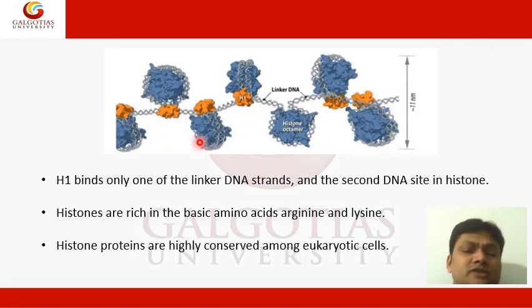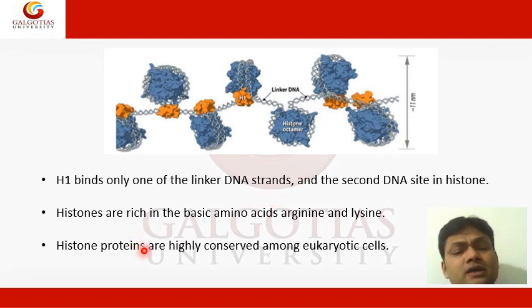Now in these structures, you can see the octamer structures of the histones and the separators, generally known as the linker DNA, which bind these octamers to each other. The diameter of this structure is around 11 nanometers. So the H1 binds only one of the linker DNA strands and the second DNA site in the histone. The H1 binds to the central region of the DNA and makes the supercoiling in the nucleosome.